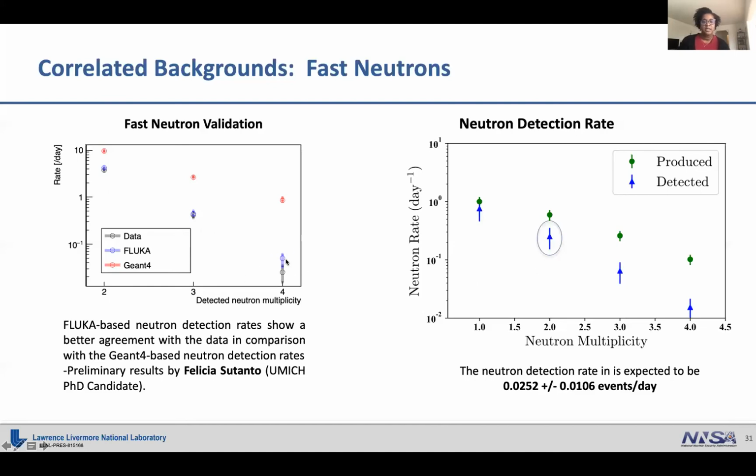So taking the Fluka inputs into Geant4, I was able to understand what the dineutron detection limit is by looking at the 2 neutron detection in the detector. In green, I show what's been produced in the detector, and then based off of our efficiency, I can show what's actually been detected. And so we see about 0.02 dineutron events per day within our detector.